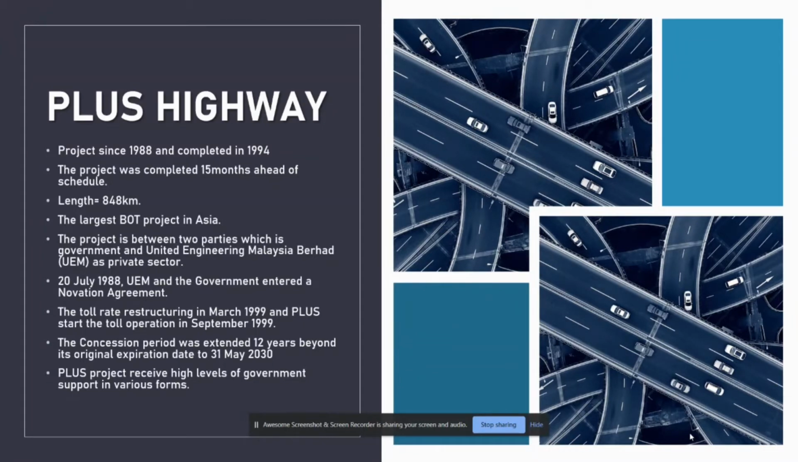On 20 July 1988, UEM and the government entered a novation agreement. The toll rate restriction was in March 1999, and Plus started the toll operation in September 1999. The concession period was extended 12 years beyond its original expiration date to 31st May 2030. And then the Plus project received high levels of government support in various forms.